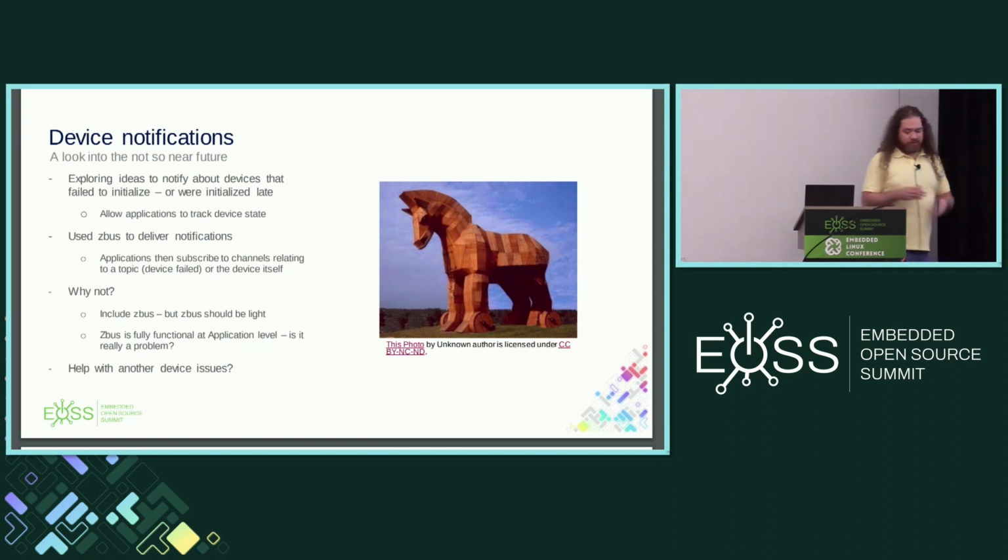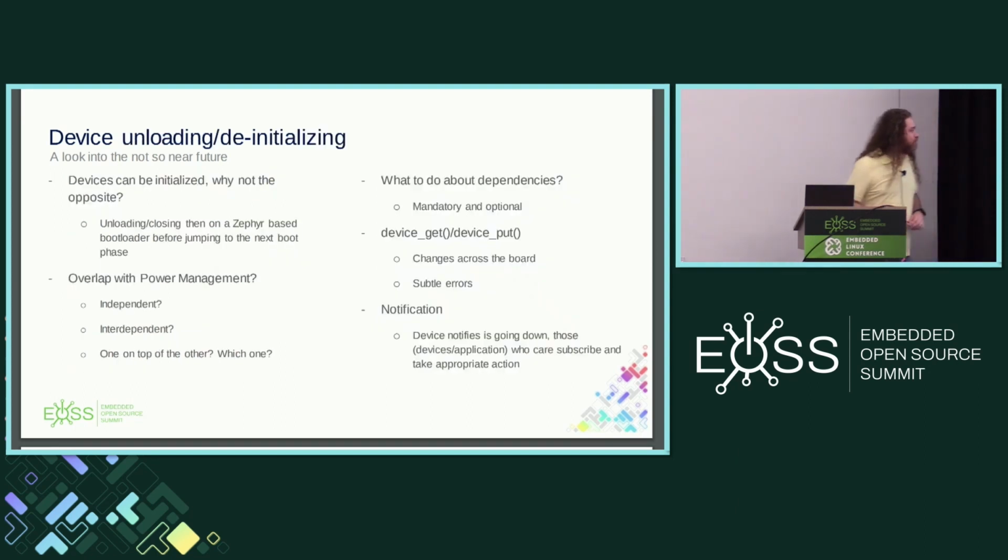ZBus actually needs the kernel, so I think you use a semaphore, so you cannot use that for early stuff, but you probably shouldn't be doing much on the early initialization, so I'm not sure if there's value in telling at the beginning of the application that, oh, something failed, maybe you cannot even respond to that. And the Trojan horse there is because I didn't talk about device notifications at the beginning, so I kind of tried to show this in this presentation.